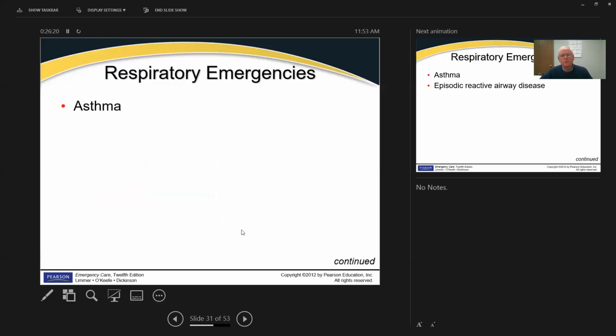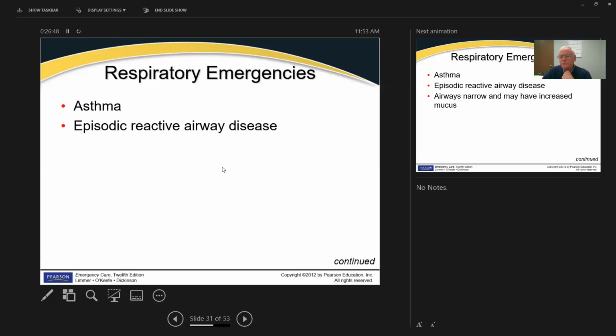So some of the conditions that we can run into: asthma. Asthma is an episodic disease. It comes and goes, and normally in between, the patient's fine. An acute problem is one that suddenly occurs. A chronic problem is one that they have all the time, and then may exacerbate or get worse periodically, but they always have that problem. With asthma, in between, they're usually fine. So we call it an episodic disease.